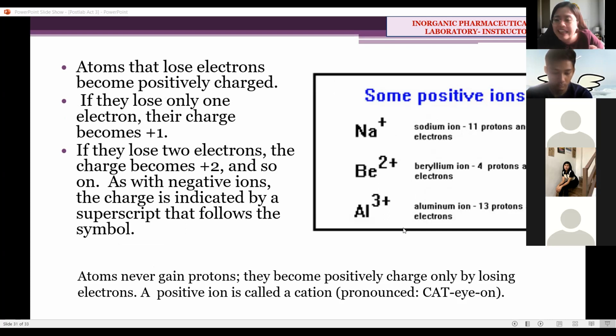Pero pag ang element nag-lose siya og electron, that's the time mahimo na siya positively charged. So again, we call it cation. So kung pila pod ang ilahang na-lose nga electron, mao pod na ilahang charge. Like kung +1, meaning nag-lose siya og isa ka electron. Pag +2, nag-lose siya og duha ka electrons.